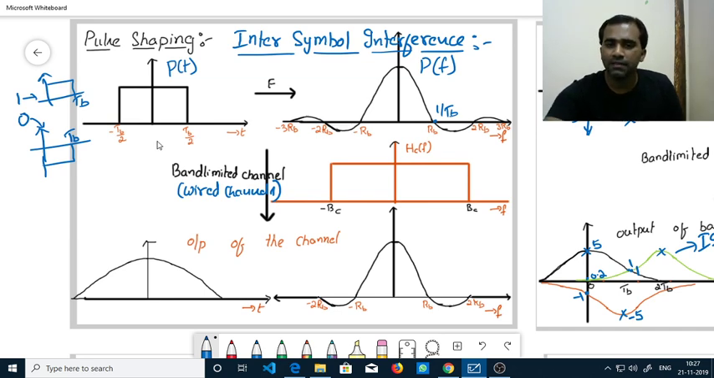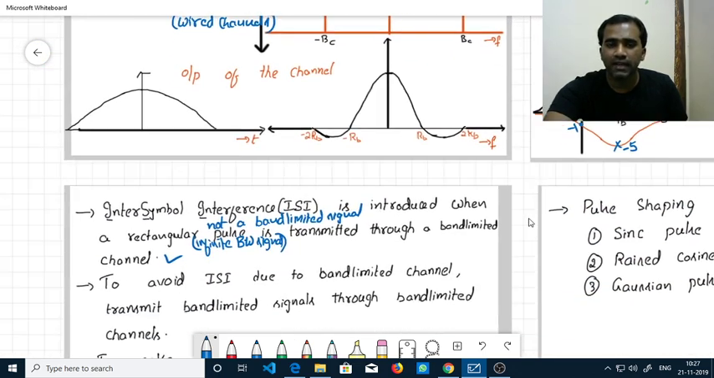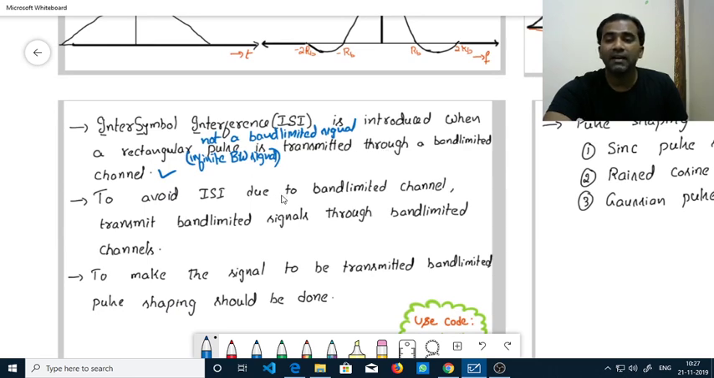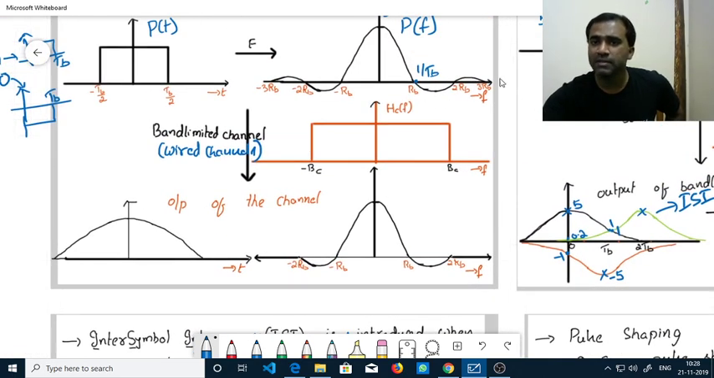So the idea is, we cannot have infinite bandwidth channels. What we can have is finite bandwidth signals, band limited signals transmitted through band limited channels. If band limited signals are transmitted through band limited channels, then there is no problem of ISI, correct? If the signal you are transmitting does not have these many side lobes, when you pass it through the channel, you will get the exact same thing, which means there will not be any change in shape in the time domain as well.